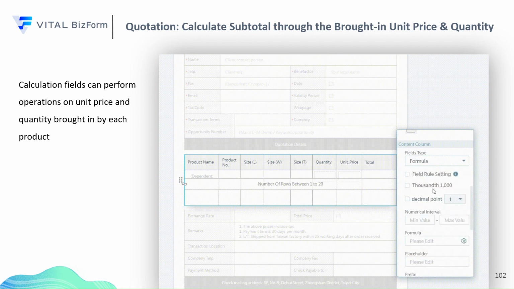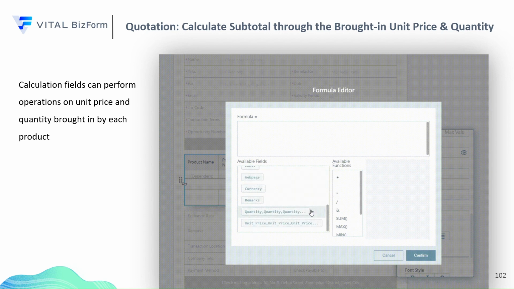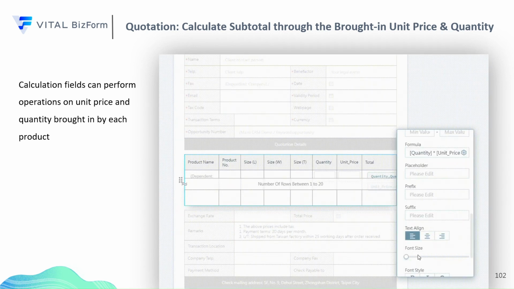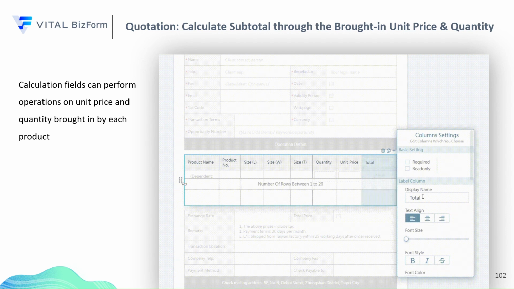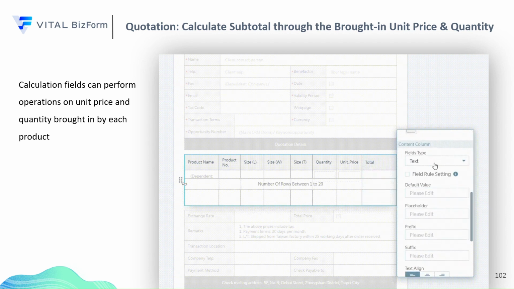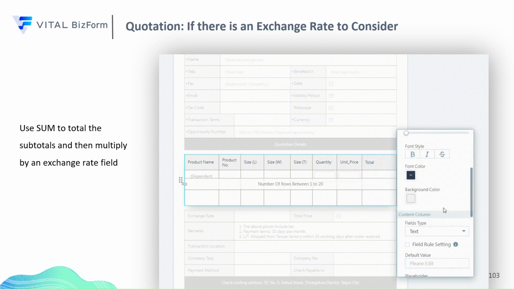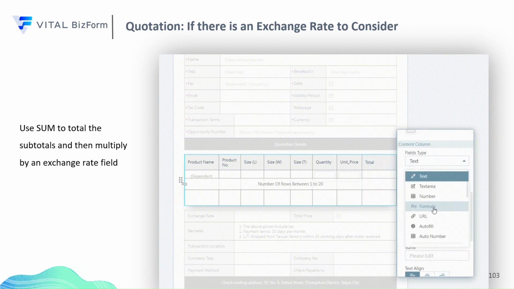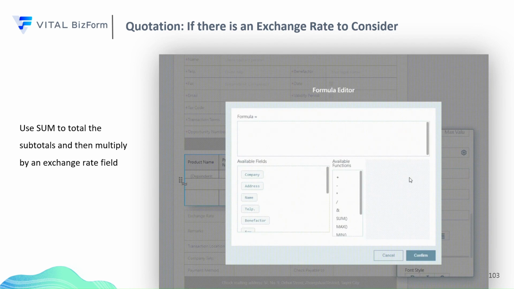Calculation fields can perform operations on unit price and quantity brought in by each product. We can calculate the subtotal through the brought in unit price and quantity. You can also add a prefix dollar. If there is an exchange rate to consider, we can also use sum to total the subtotals, then multiply by an exchange rate field.